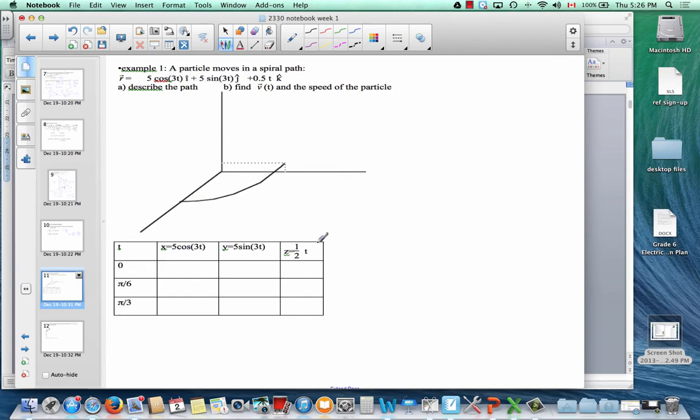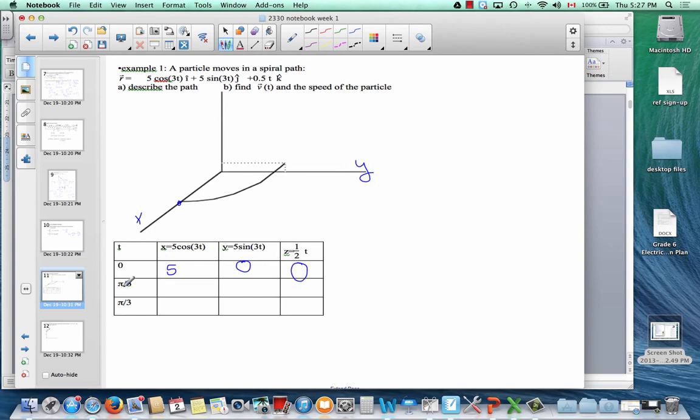So here, copied into the table of values are the x, y, and z coordinates, the i, j, and k. If we put in a time of 0, the cos of 0 is 1, and this is just 5. Putting in a time of 0, the sine of 0 is 0, so y is 0. 0 for t gives 0 for z. So we're right here on the x-axis at time 0.